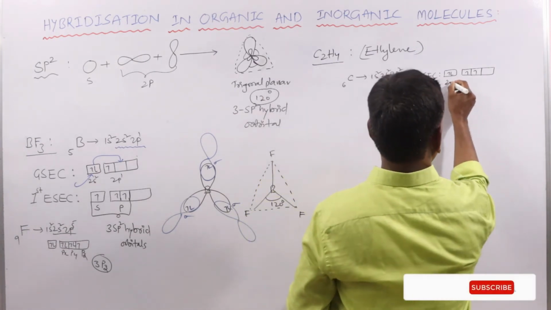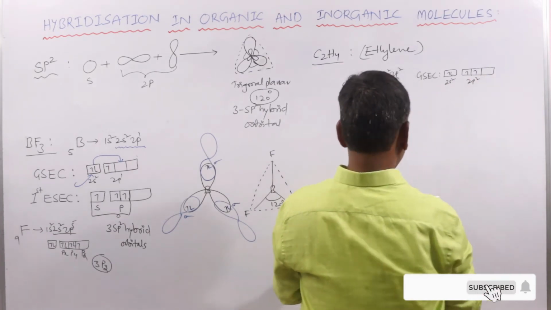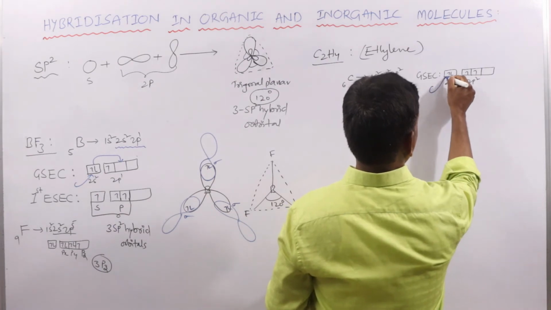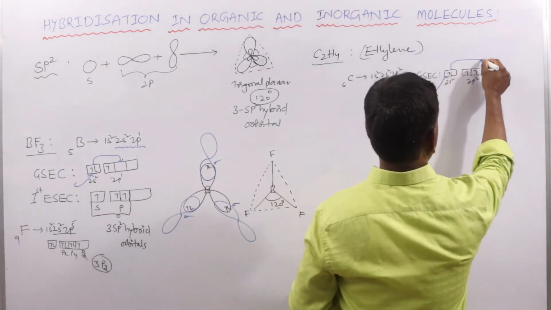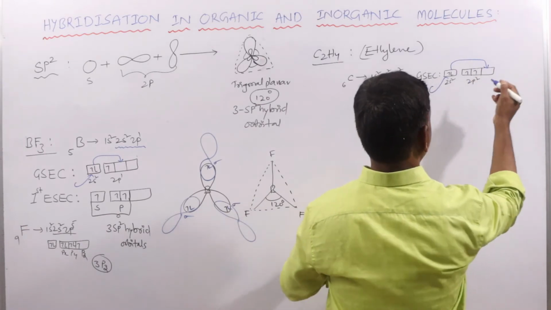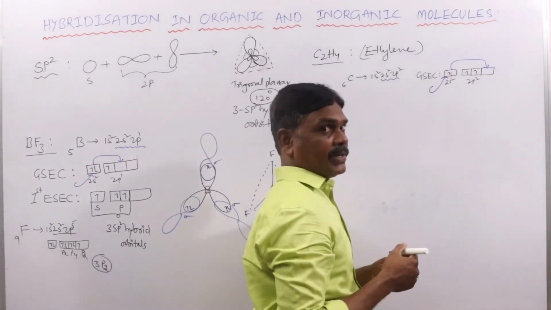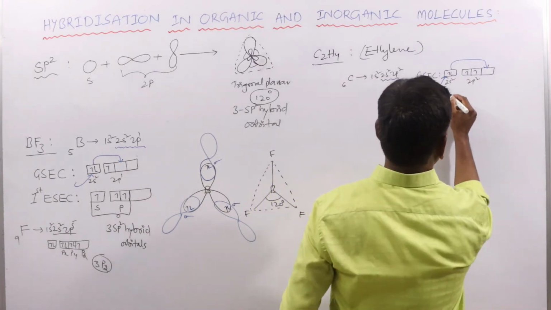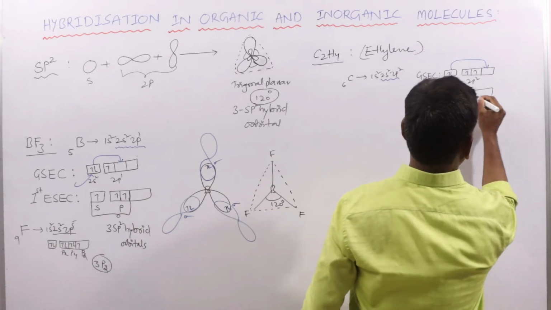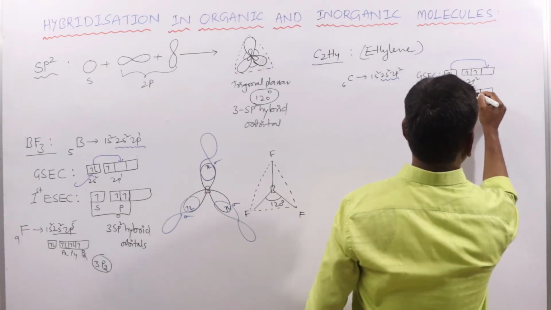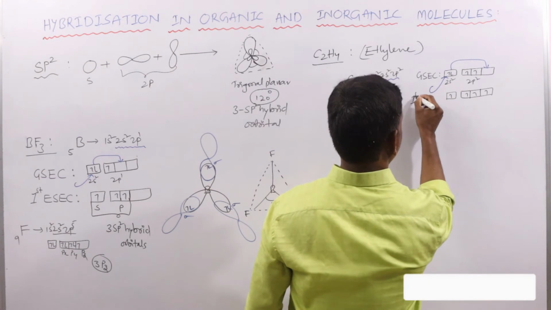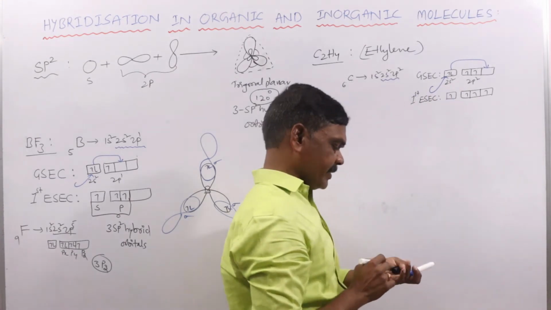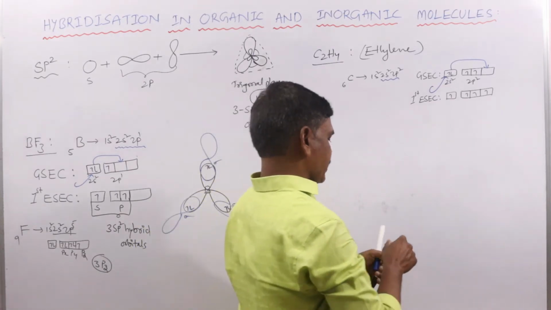Ground state electronic configuration 2s2, 2p2. Now whenever we give energy, an electron is excited into the p orbital. This process is known as excitation. So in the excited state electronic configuration of carbon, this is known as the first excited state electronic configuration.